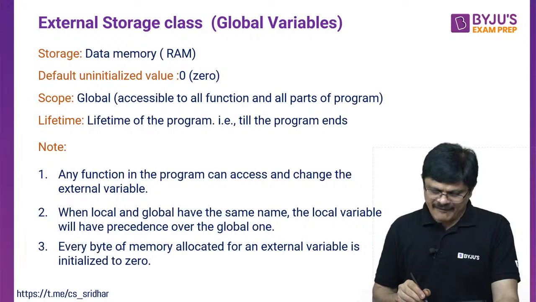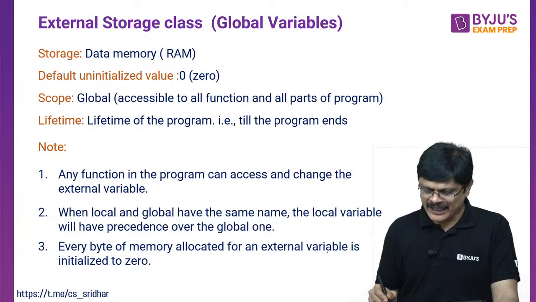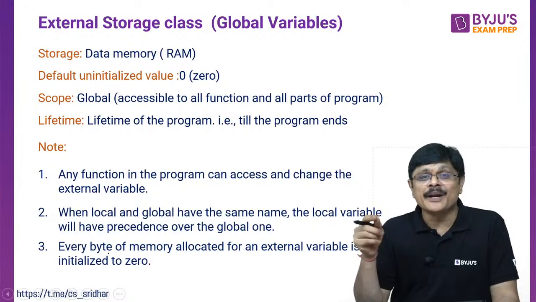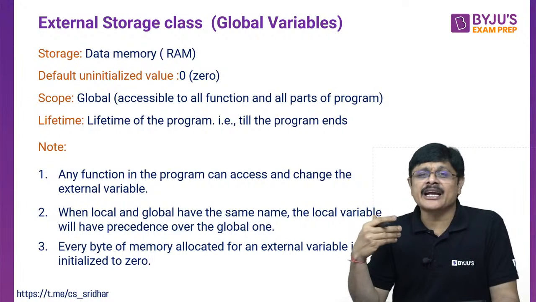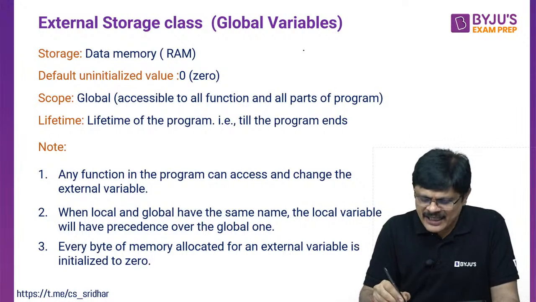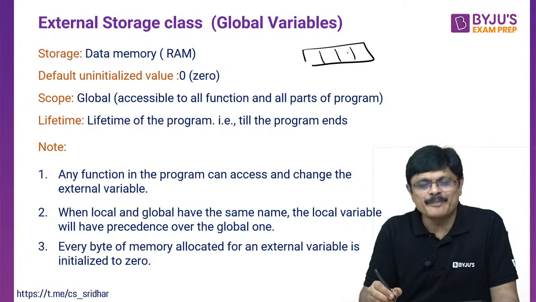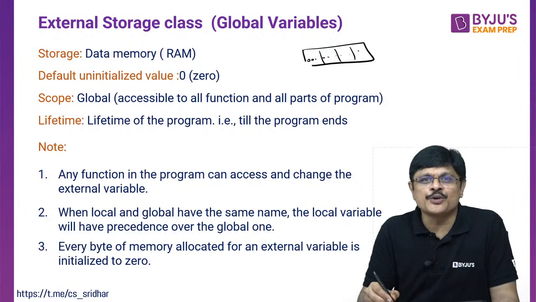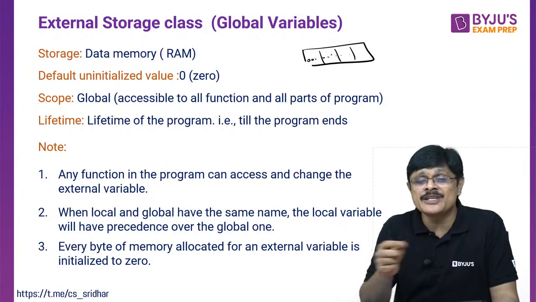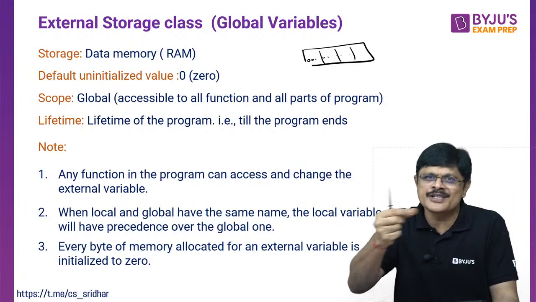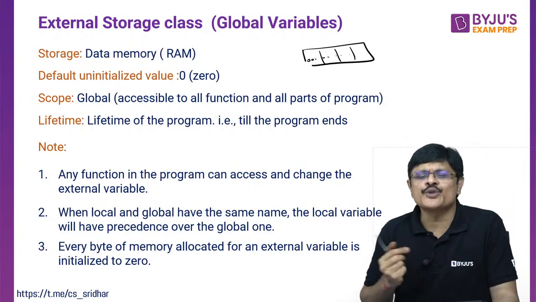Every byte of memory allocated for an external variable is initialized to 0. Every byte of memory. For example, there can be global arrays also, so all the bytes. Suppose an integer variable is 4 bytes, every byte is allocated with 0. Initializing with 0 means all the bytes are allocated with 0, my dear friends. All zeros will be stored. Am I clear? So that is the point to be noted.